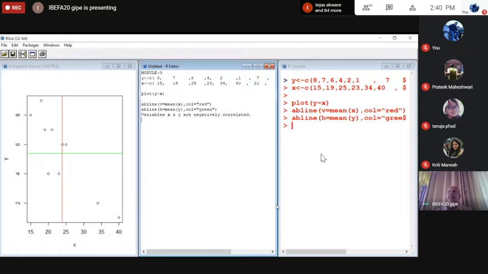Correlation means the tendency of the dependent variable towards the independent variable. The tendency in this data is as x increases, y decreases. So we call it negative correlation.